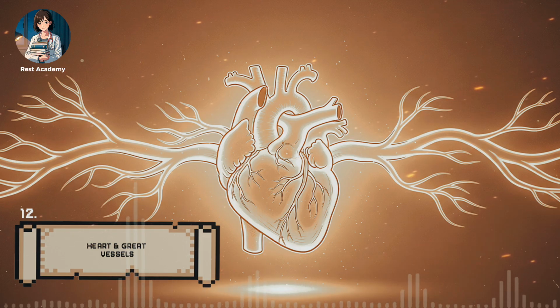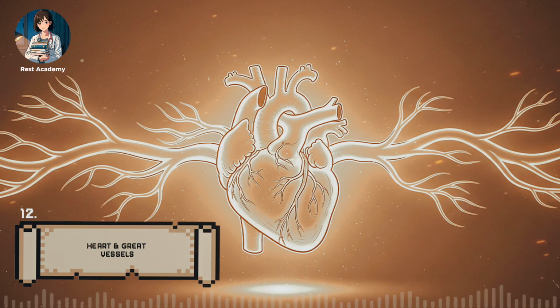The left atrium, posterior, receives 4 pulmonary veins carrying oxygenated blood. The left ventricle, thick-walled and conical, forms the apex and ejects through the aortic valve into the ascending aorta. The interventricular septum, muscular below and membranous above, divides the ventricles and hosts part of the conduction system.